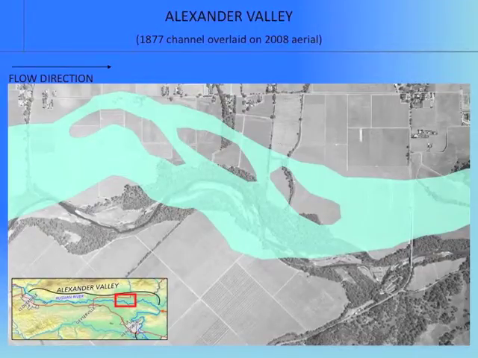This figure shows the 1877 channel in green overlaid on top of a 2008 aerial. Again, the Jimtown Bridge is on the right side of the photo. You can see that the river is wider in a different place and with the islands in 1877.